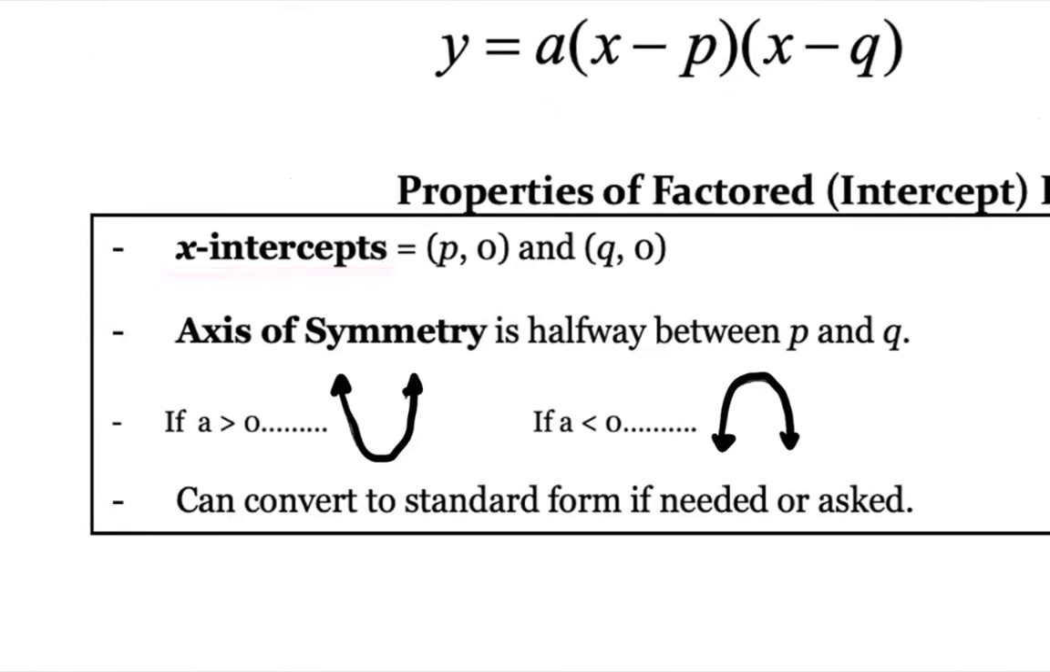We can tell the x-intercepts from this, so we could tell what the x-intercepts are by solving it like you did on the quiz. Axis of symmetry is halfway in between the x-intercepts. So whatever halfway in between these two points is. A is positive, arrows up. A is negative, arrows down. Okay, so we're gonna do a couple of each.